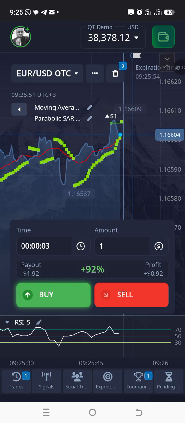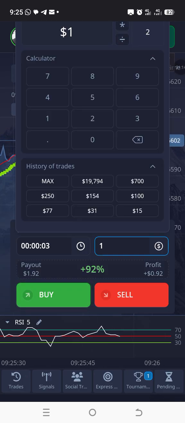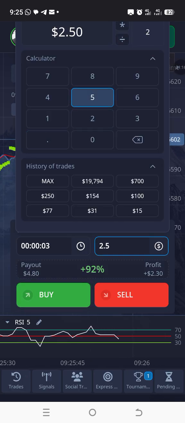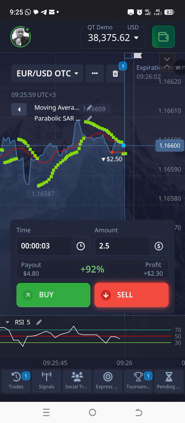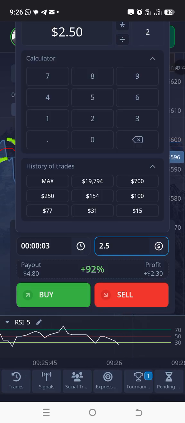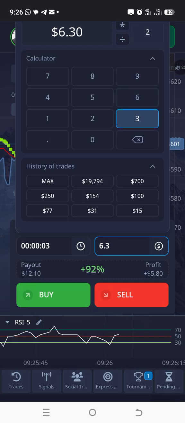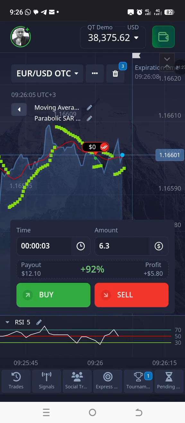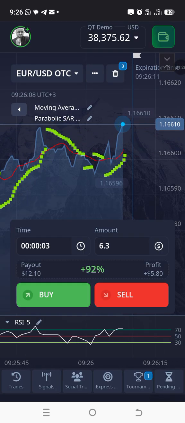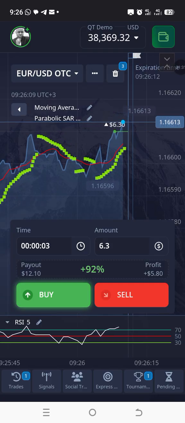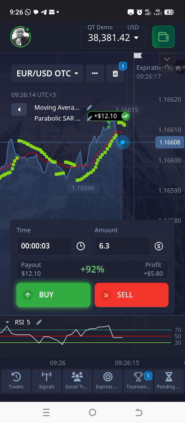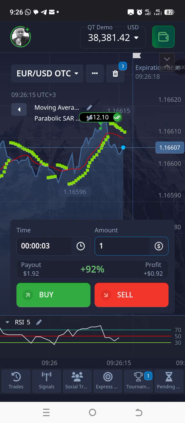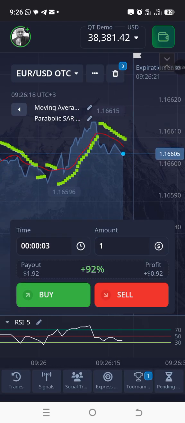Let's do it also once more. Then we close. You lose it, it will be 2.5. You lose it, it will be 6.3. The losing is because of this up and down movement. You need to be very keen. You see, you win, you go back to $1. So you'll be even safer.